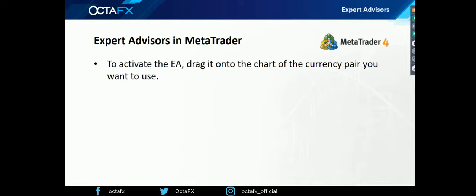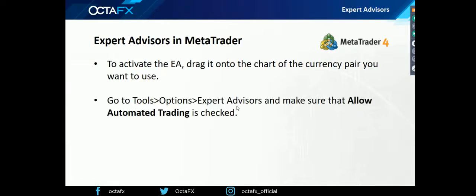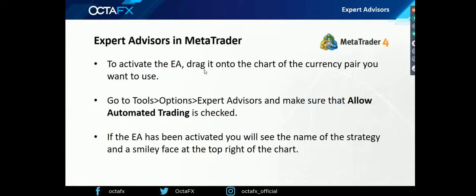The next thing, once you've downloaded and added the EA to MetaTrader, in order to activate it, you simply need to drag it onto the chart of the currency pair that you want to use. And in order to make sure that it's going to work, you're going to want to go to Tools, Options, Expert Advisors, and make sure that Allow Automated Trading is checked. Once the EA has been activated, you'll see it in the top right corner of your screen, along with a smiley face. If it's a sad face, that means it's not activated.